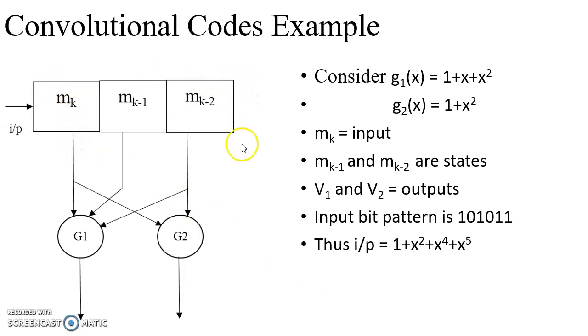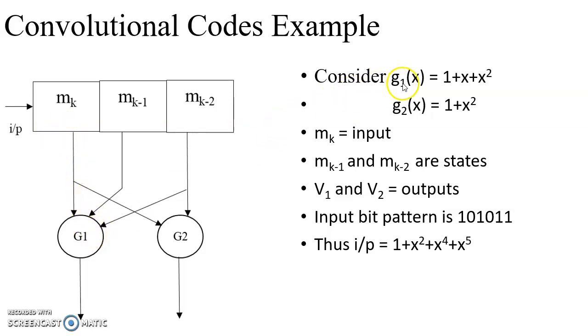Here we have an example of a convolutional encoder. There are 3 shift registers, MK, MK-1 and MK-2. Out of these, MK is treated as the input, and MK-1 and MK-2 are the states. So there are 3 shift registers, and the constraint length is going to be 3.